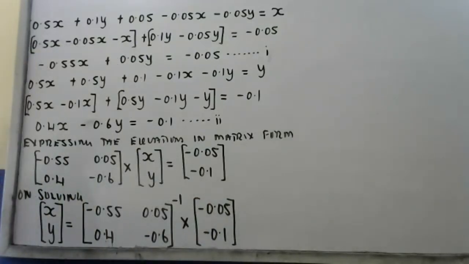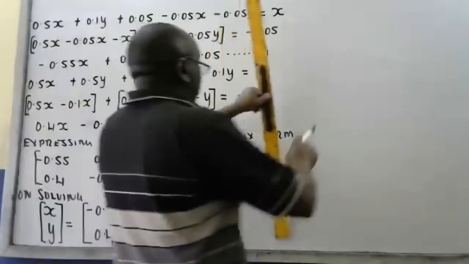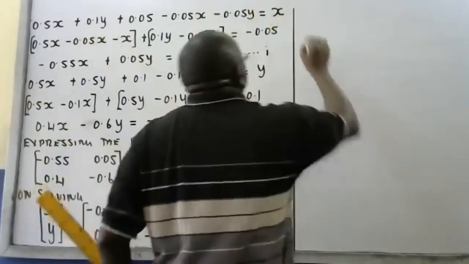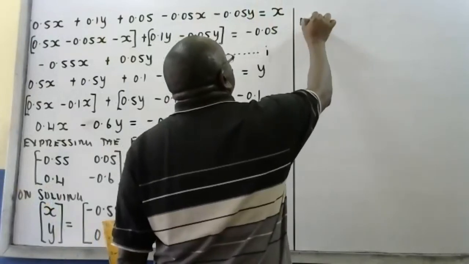Minus 0.1. So you proceed and first of all get the determinant. You get the determinant.